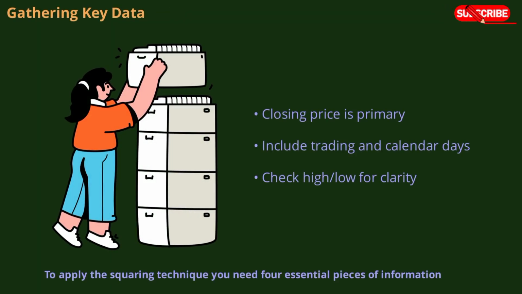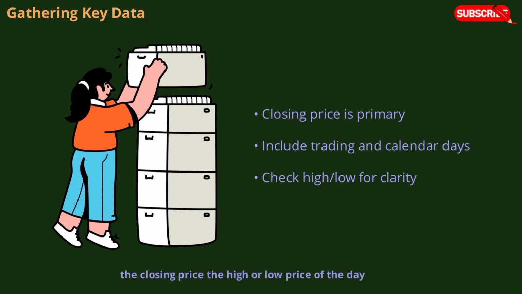To apply the squaring technique, you need four essential pieces of information: the closing price, the high or low price of the day, the number of trading days since the prior change in trend, and the number of calendar days since that event. These data points form the foundation for your analysis. For daily charts, the closing price is typically used, but if results are inconclusive, checking the high or low can provide additional clarity. This approach ensures that you capture the most relevant price action for your calculations.